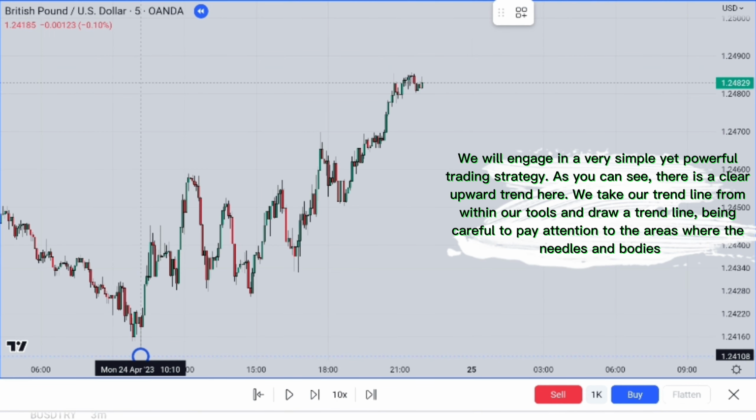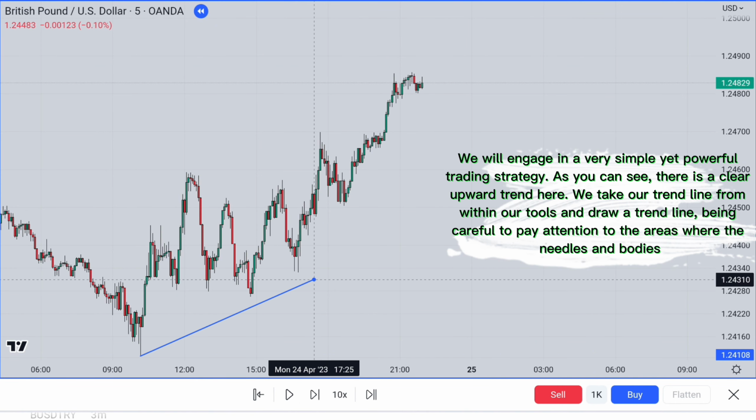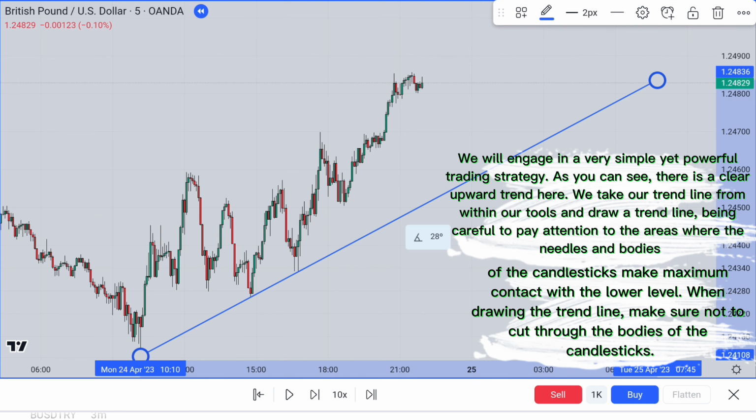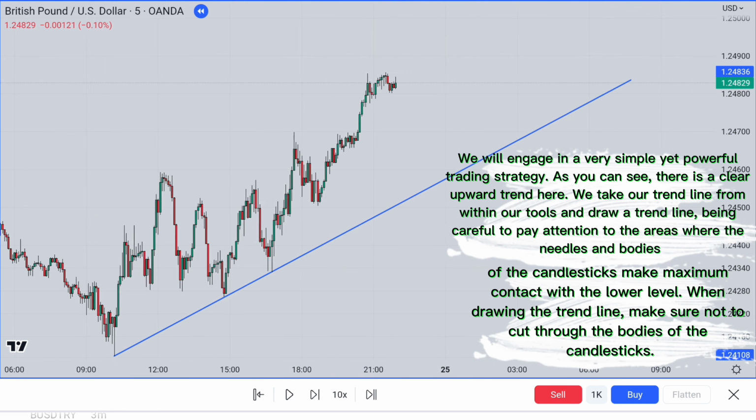We will engage in a very simple yet powerful trading strategy. As you can see, there is a clear upward trend here. We take our trend line from within our tools and draw a trend line, being careful to pay attention to the areas where the needles and bodies of the candlesticks make maximum contact with the lower level. When drawing the trend line, make sure not to cut through the bodies of the candlesticks.